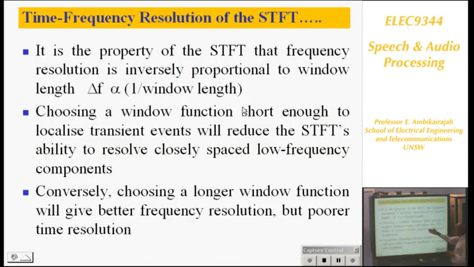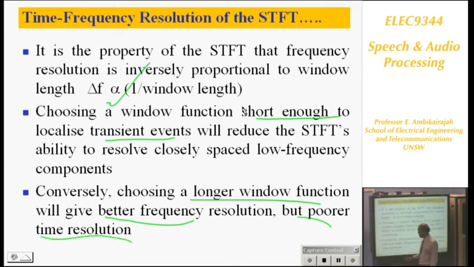I'm explaining exactly the same thing in a different way, so you can read through them here. Delta S is proportional to 1 over window length. Choose a window function short enough to localize the transient events, because short window means good time resolution. So if you've got a transient, it will be able to locate that. And a longer window will give you better frequency resolution, but poor time resolution. Okay.